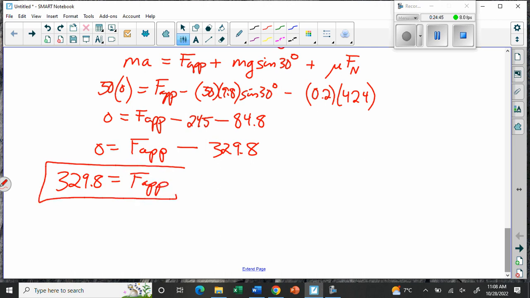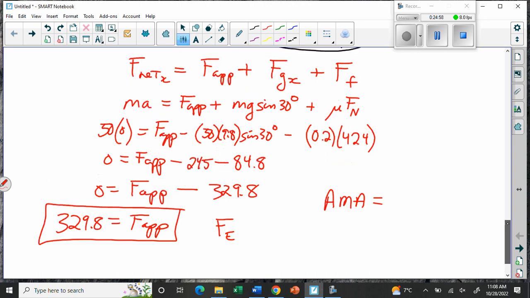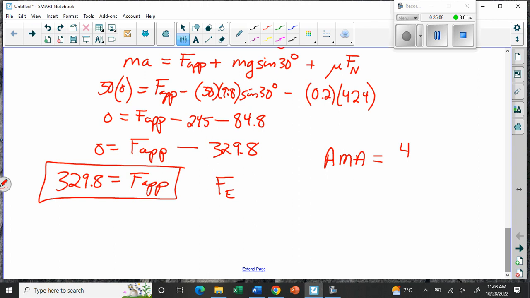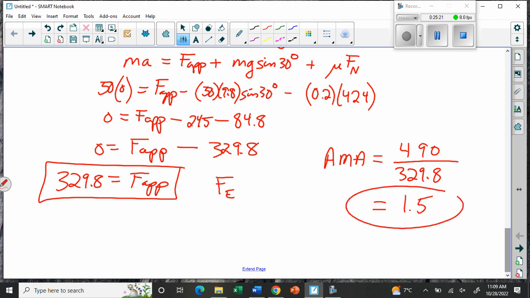So look at the difference now. That's my effort force. So if I do my AMA now with the friction, my effort force has changed because I had to push harder to get this friction. So we have the load force, which was 490, but now instead of 245, it's 490 over 329.8, and that is going to be a different number. It's going to be smaller. It's only about 1.48 or 1.5 rounded off.